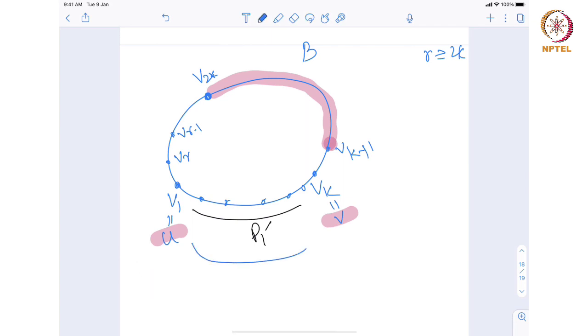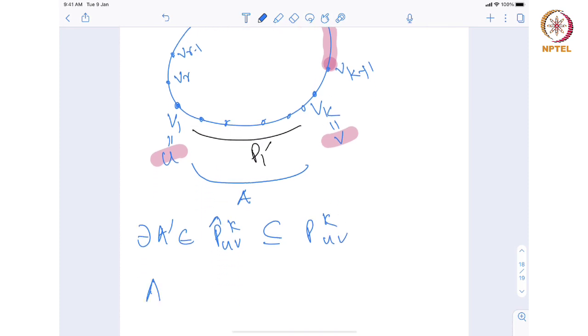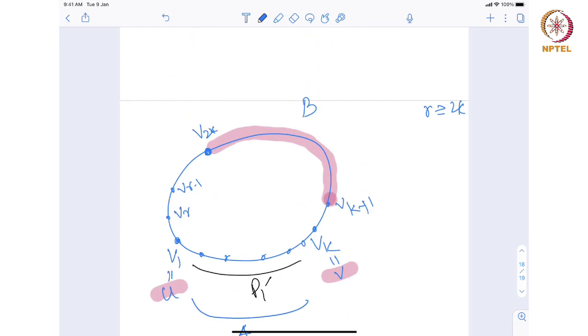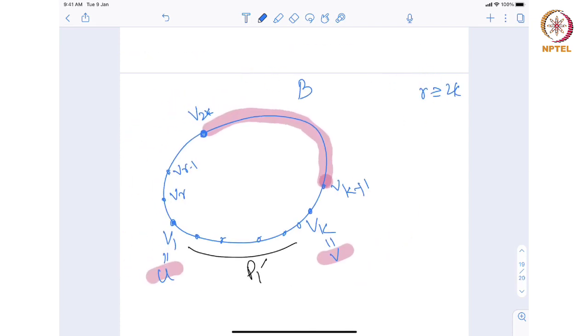So if you think of this as your A, then there exists A prime in P, K, U, V hat, sorry, my mistake, which is disjoint from this. Let that A prime be called the vertex set of P1. Okay. Now, let's morph this picture. How will it look? The picture is going to look slightly different. Paste.